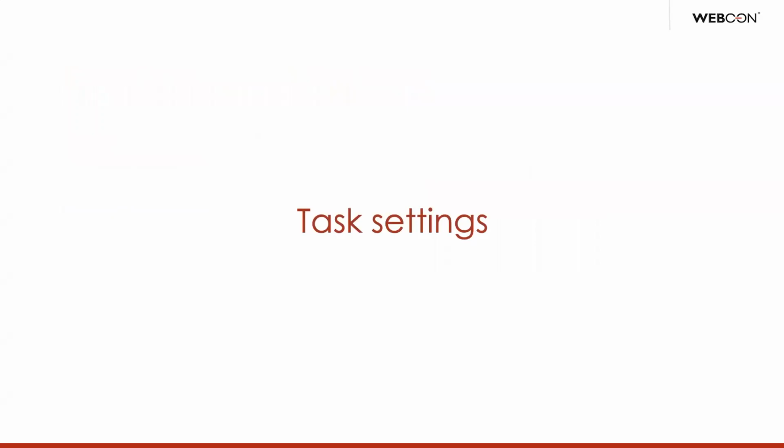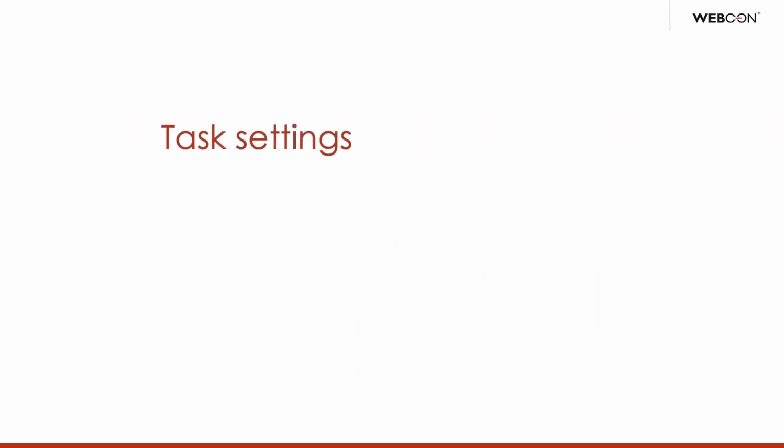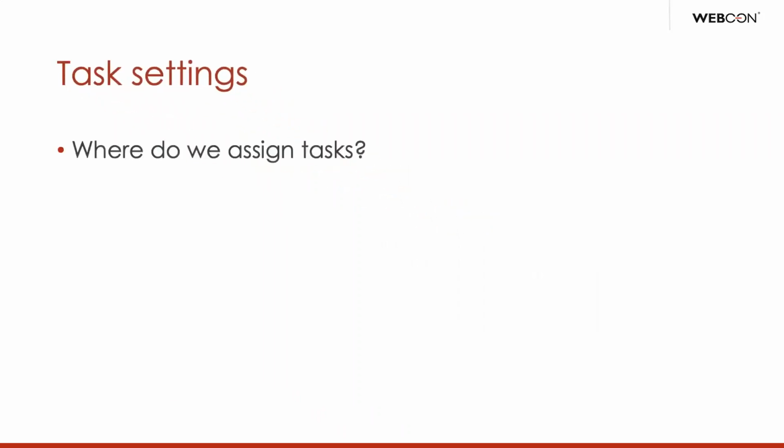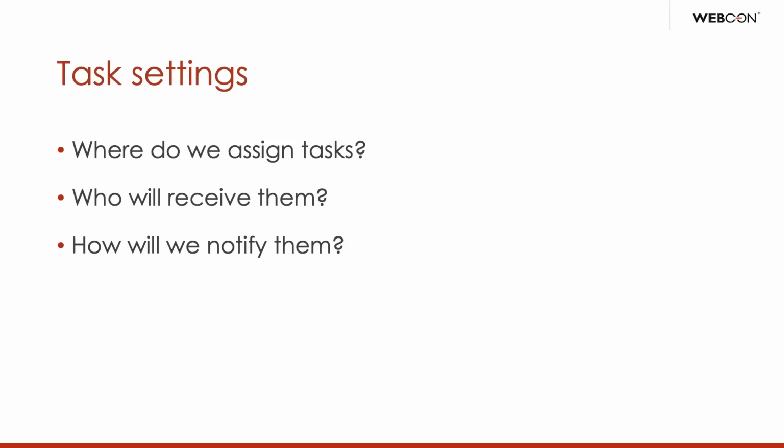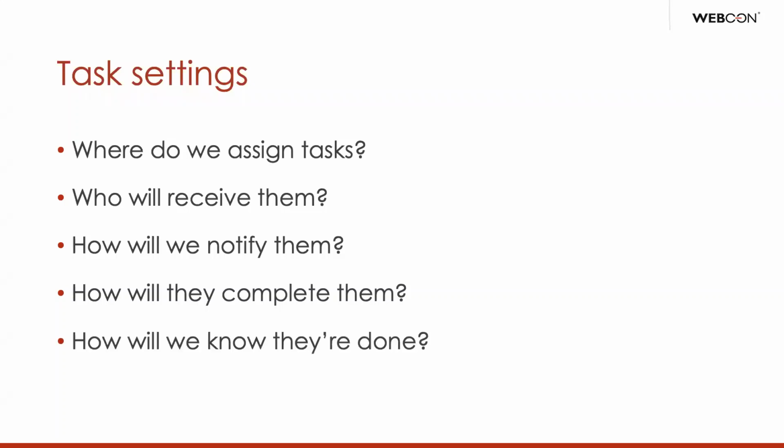So let's talk about what you can do with tasks. And yeah, I've got a bunch of demos on them coming up. So task settings, I'm going to take you through how we assign tasks, where you go in our user interface to do it. Then we'll talk about how you determine who's going to receive the task, who are the assignees. Then we'll talk about how we make sure that they're notified that they have tasks. And then we'll move on to how they complete those tasks. And then finally, how will we know when they're done?